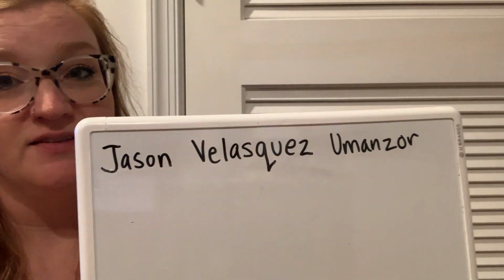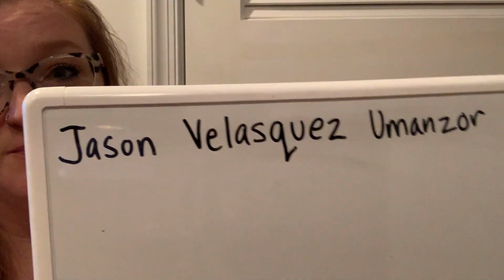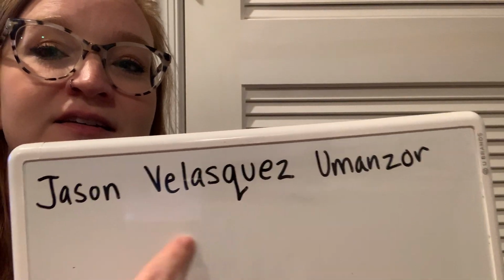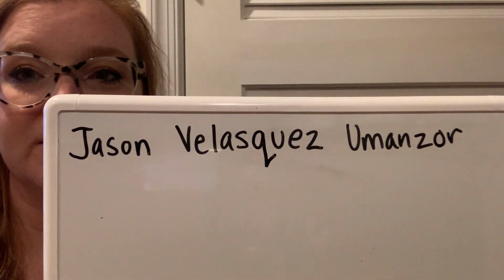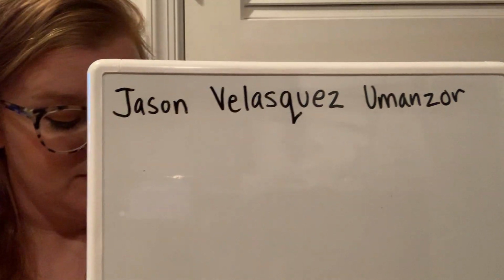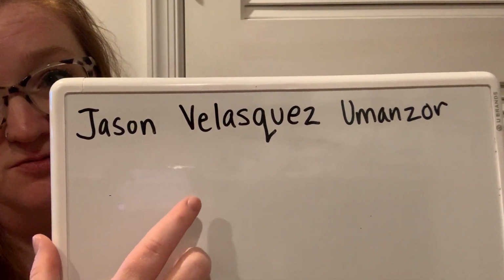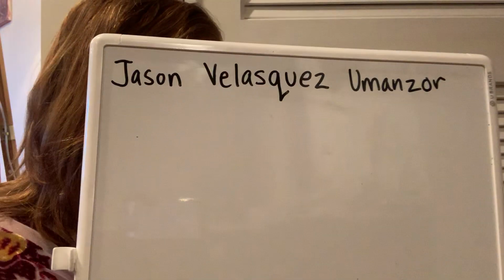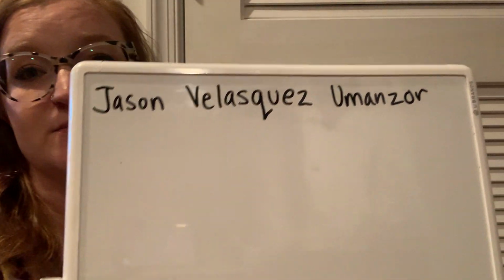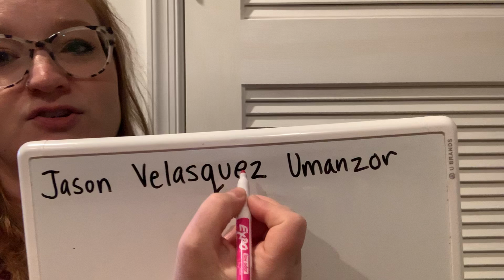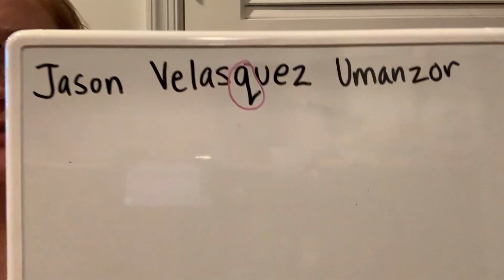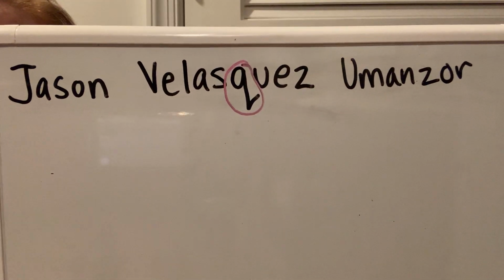So can you find the letter Q in Jason's name? I'll give you a hint. It's in this middle name of his. Yep, it is lowercase q. It's right there. You see it? And to help you, Miss Brosnan is going to go ahead and just circle it. There you go. You see that lowercase q?